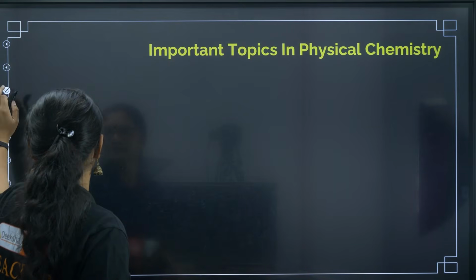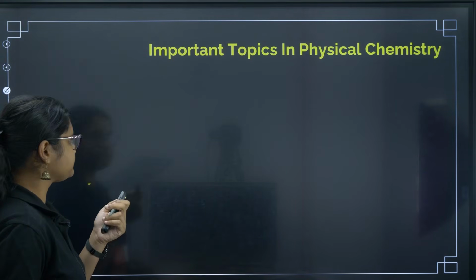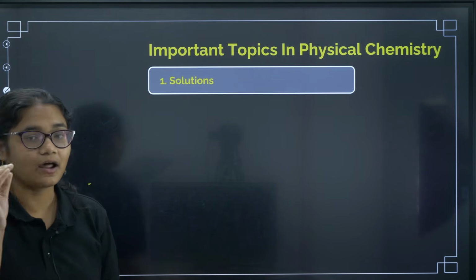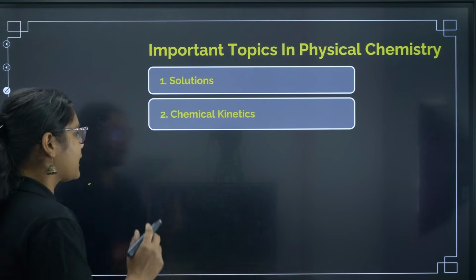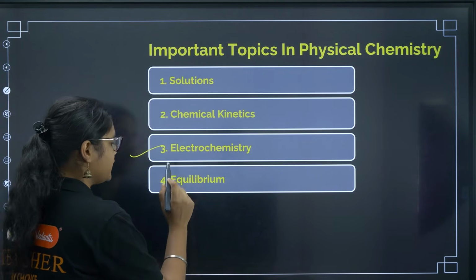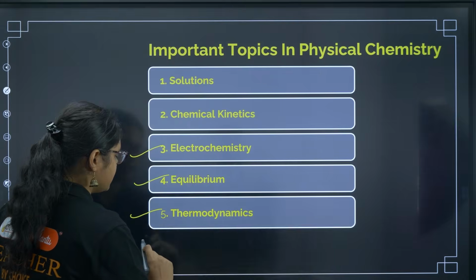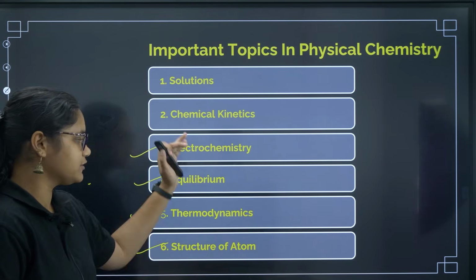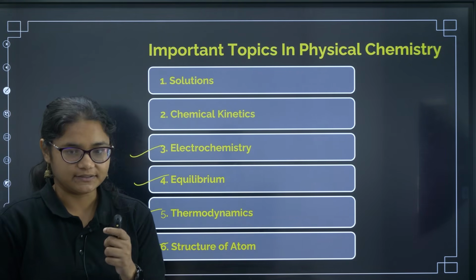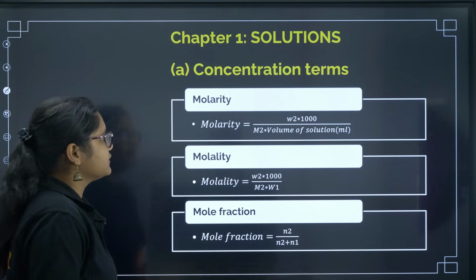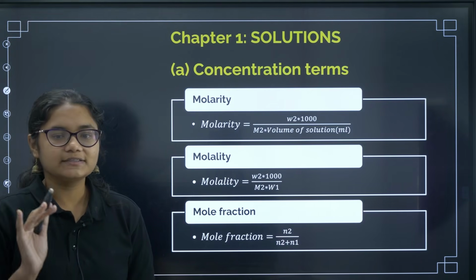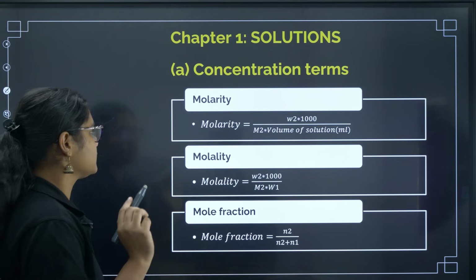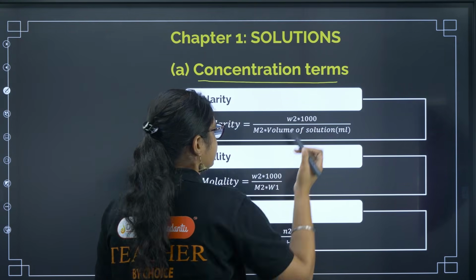First, let us see the important chapters. First is the solutions chapter, a very high weightage topic, then chemical kinetics, electrochemistry, equilibrium, thermodynamics and structure of atom, right? These are the topics from where we get questions, okay? Now coming to the first topic, that is solutions. In the solutions chapter, the first thing we should remember is concentration terms.